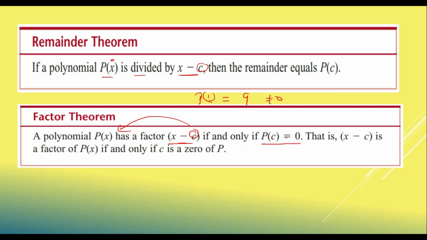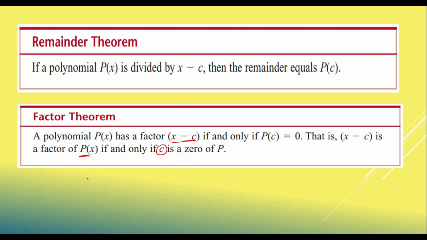So if the answer is 0, then this factor x minus c is a factor of p of x. Then, if and only if, they are equivalent results. Okay, c is a 0 of p.